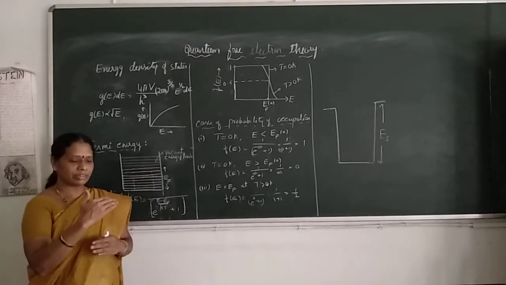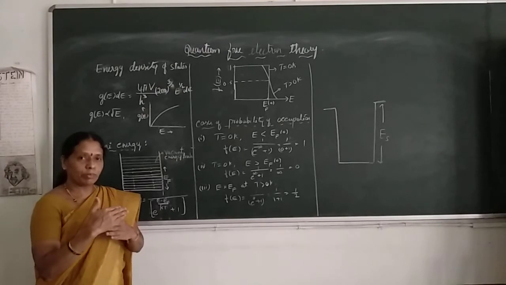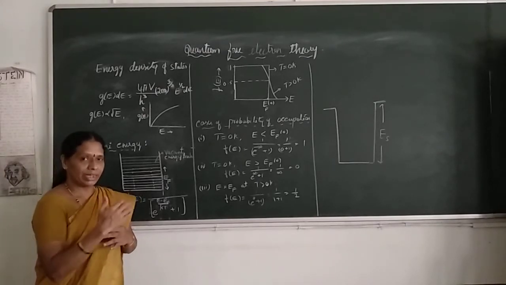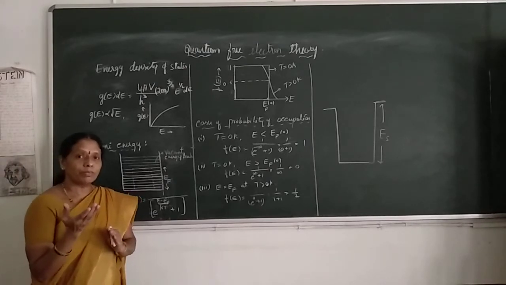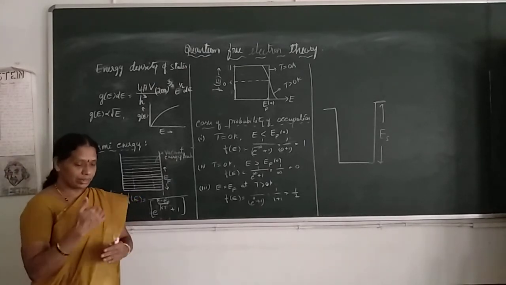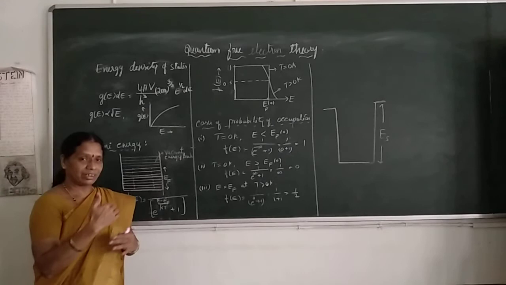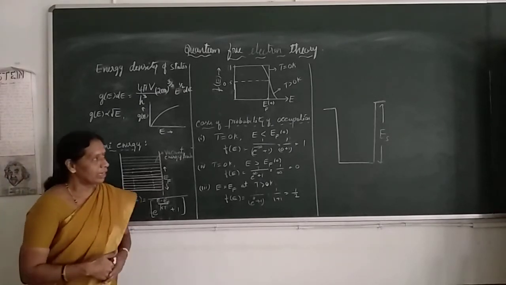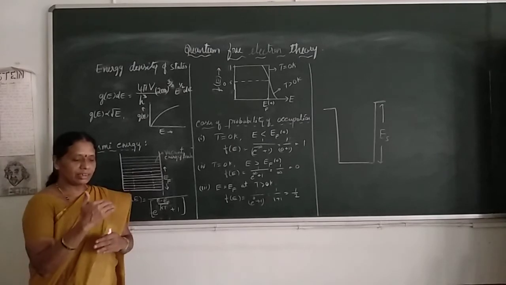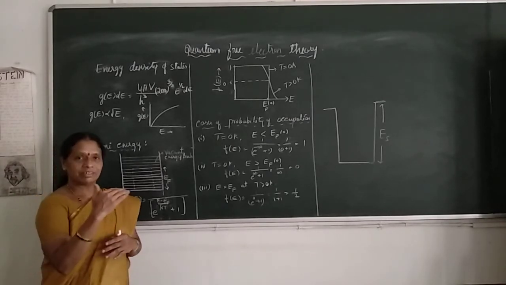Billions of energy levels form a group to form the energy band. The energy spread of the energy band is over very few electron volts. And this is how the energy levels are grouped to form an energy band.